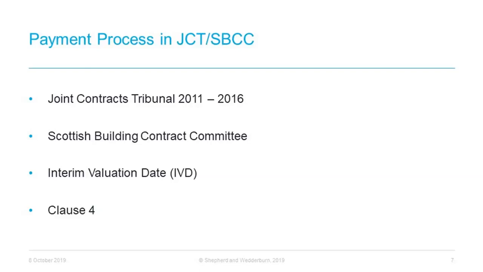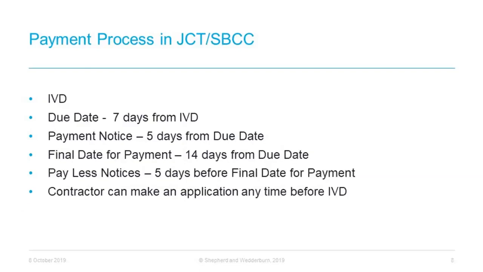If parties fail to specify the IVD, the default is that it will occur 1 month after the date of possession. The date of possession is a specific date also set out in the contract particulars. The due date, which triggers the payment cycle for all interim payments, is now 7 days after the IVD. The final date for payment is then 14 days from the due date, and PLS notices must be served no later than 5 days before the final date for payment. However, these dates are often amended by the employers, and so parties should ensure that the dates they are working with are correct to avoid missing any important milestones.